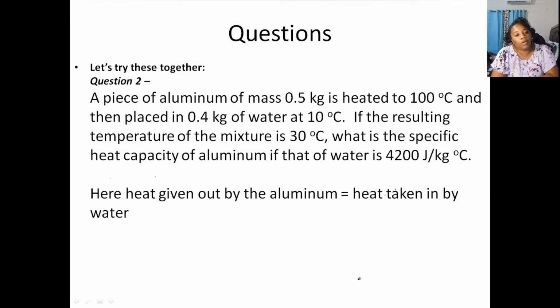Alright, so this is another one. A piece of aluminum of mass 0.5 kilograms is heated to 100 degrees Celsius and then placed in 0.4 kilograms of water at 10 degrees Celsius. If the resulting temperature of the water is 30 degrees Celsius, what is the specific heat capacity of aluminum if that of water is 4200 joules per kilogram per degree Celsius? Here, heat given out by the aluminum is heat taken in by the water.